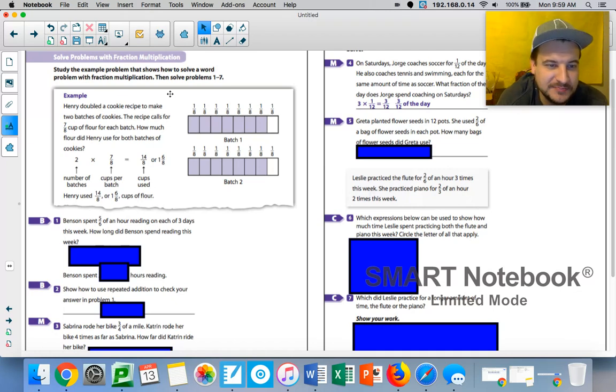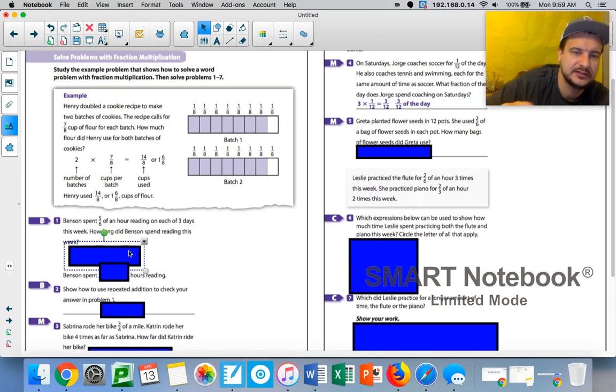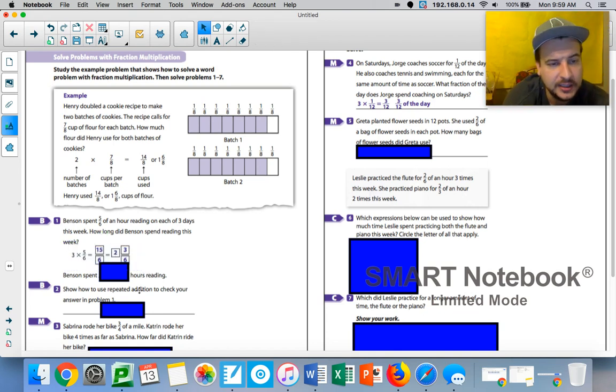All right, solve the problems. Benson spent 5/6 of an hour reading on each of the 3 days of the week. How long did Benson spend reading this week? Okay. So 3 times 5/6 equals 15/6. 6 can go into 15 2 times with 3 left over. So how many hours? 15/6 or 2 3/6.